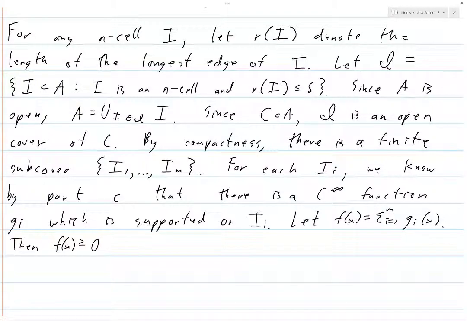What else do we have? f is a C infinity function because we're taking a finite sum of C infinity functions, and when you take the derivative of a sum of different functions, you just take the derivatives of each of the functions individually and add them up. So finite sums of C infinity functions are C infinity. So that's that.